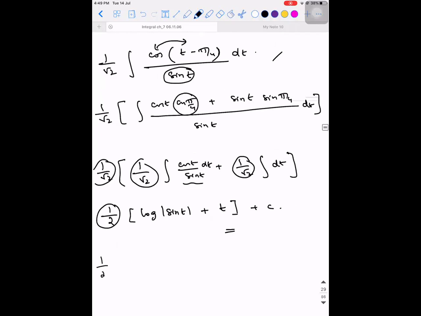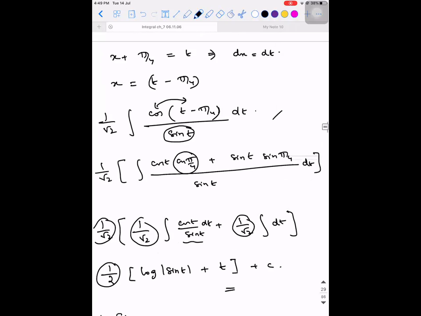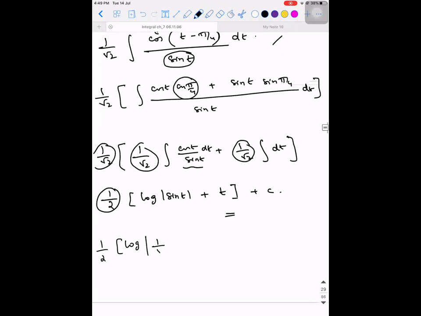So once you substitute t, what will you get? Log of sin of t, which is x plus pi by 4, no? Then you will have 1 by root 2 sin x plus 1 by root 2 cos x, correct? Plus, t is what? x plus pi by 4, plus c.